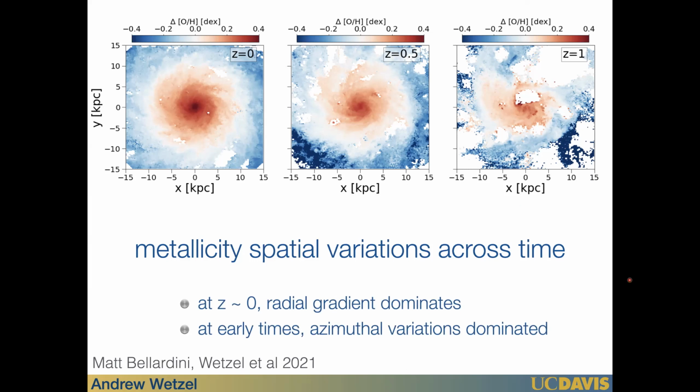So the typical history of one of these Milky Ways is that at redshift 0, there is a very strong radial gradient. It's the dominant source of inhomogeneity in these disks. But at early times, it's just the opposite. The radial gradient isn't very strong. Most of the variations are from the patchiness, or if you want to think about it, the azimuthal variations.